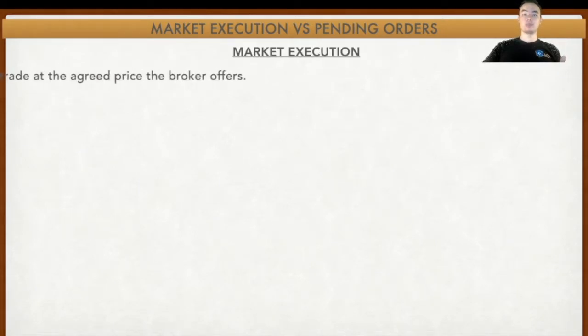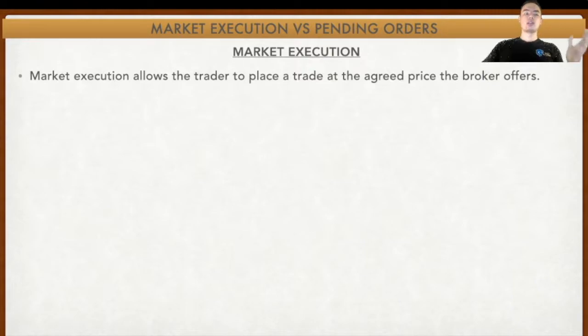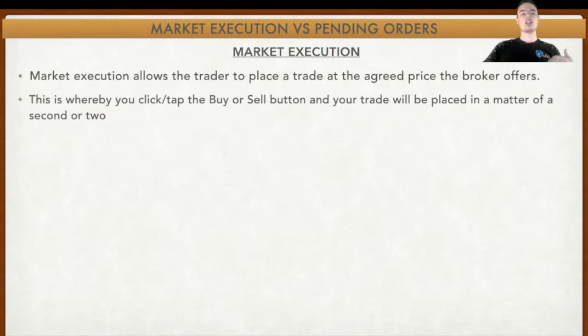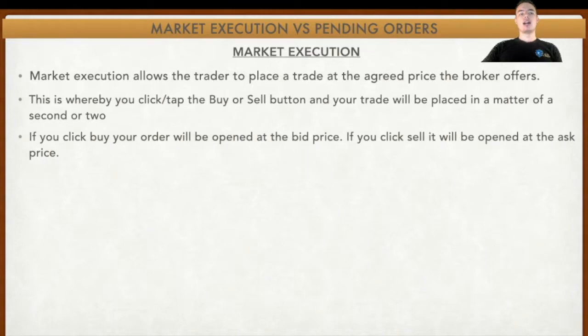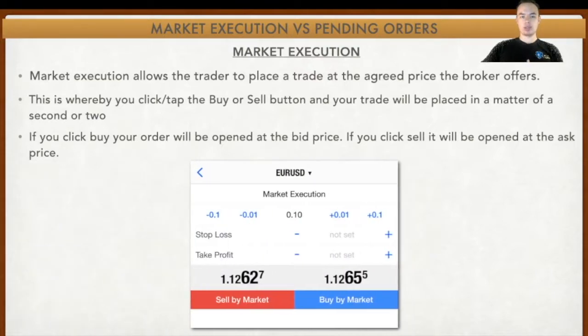So first one, market execution allows the trader to place a trade at the agreed price the broker offers. This is whereby you click or tap the buy or sell button and your trade will be placed in a matter of a second or two. So you click the buy button, you click the sell button, the trade is open. This is a market execution trade. If you click buy, your order will be open at the bid price. If you click sell, it will be open at the ask price.